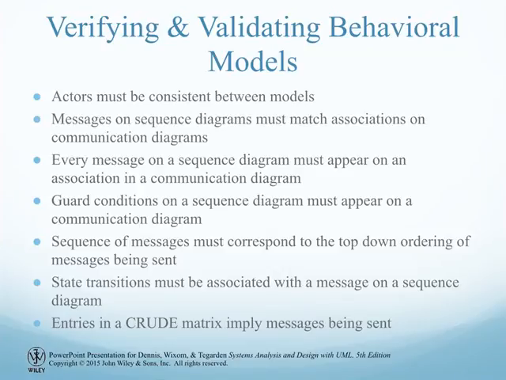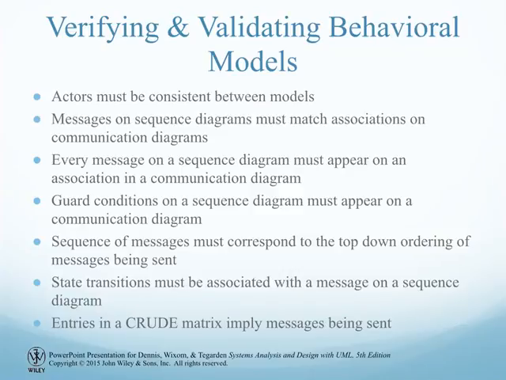Messages on a sequence diagram have to match associations. In other words, if you do not have an association between two classes, then you can't have any messages between them because there's no association. They don't communicate. So whenever you have messages between objects or actors, you need to have an association there. Also, any message that you have in the sequence diagram needs to appear in the communication diagram. You need to make sure you're modeling all of the communication necessary for the use case. So they have to have the same number of messages and the same messages.